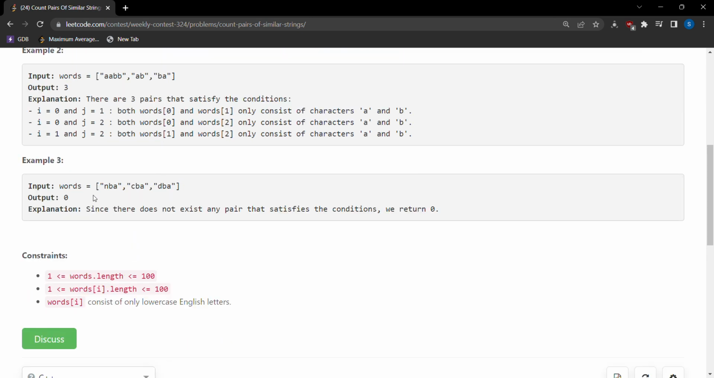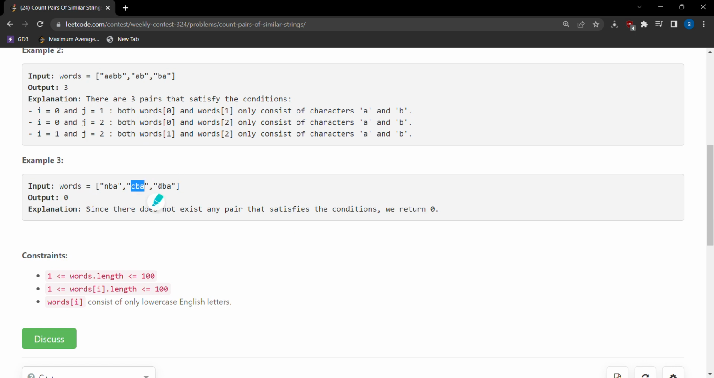Now let's take this example. NBA has 3 characters A, B and N. Then CBA has 3 characters C, B and A, but the first word and the second word do not have all letters the same. This one has an N, this one has a C.